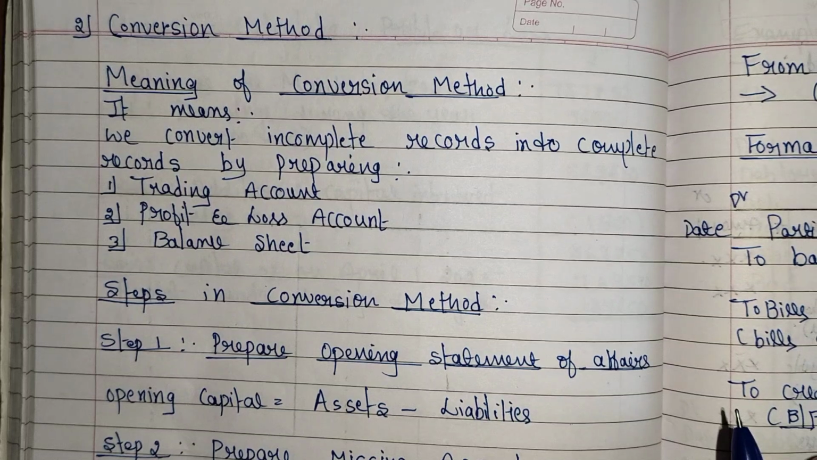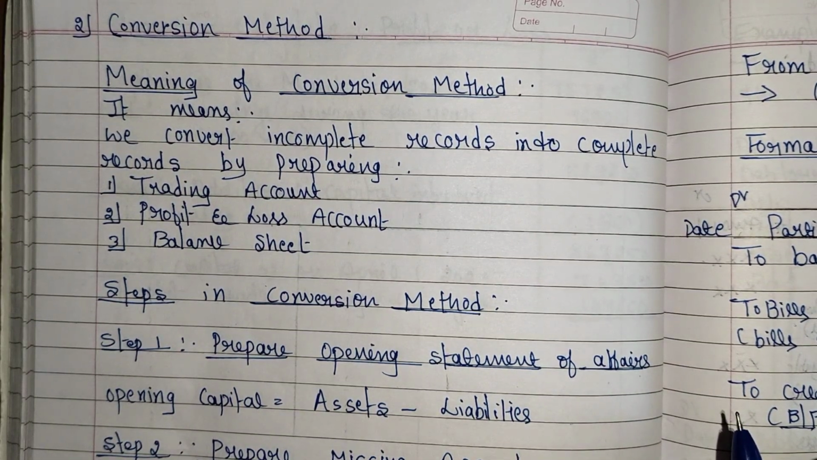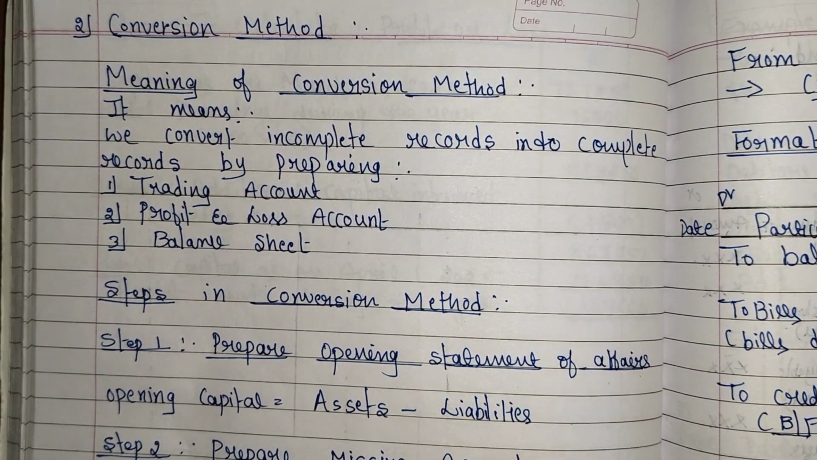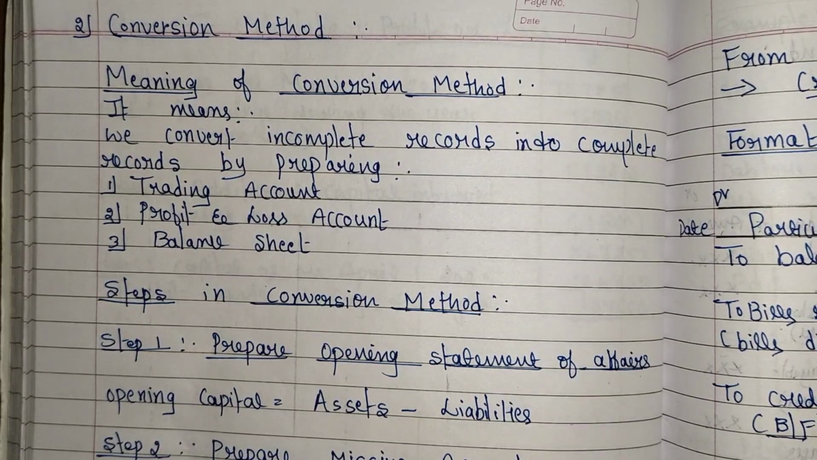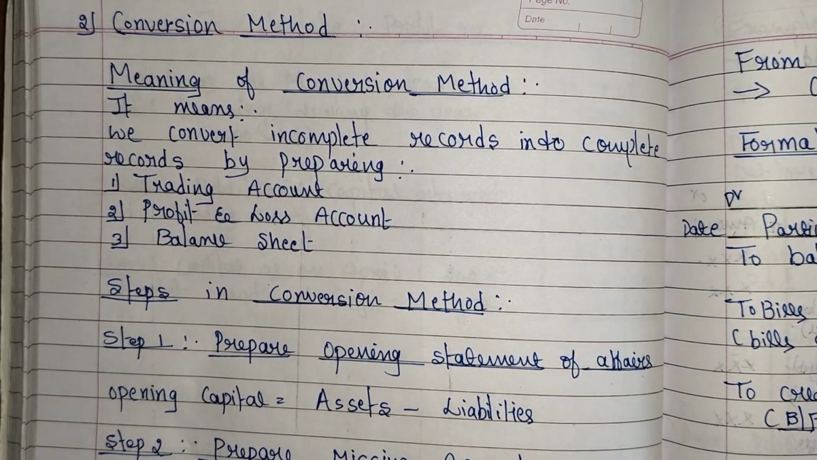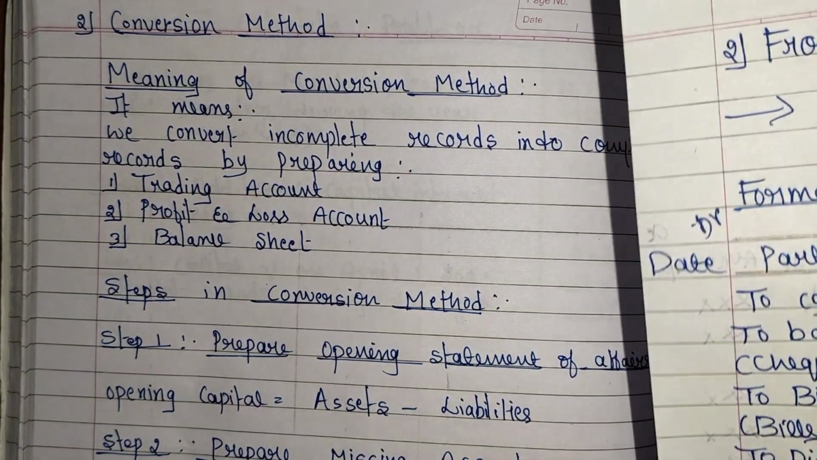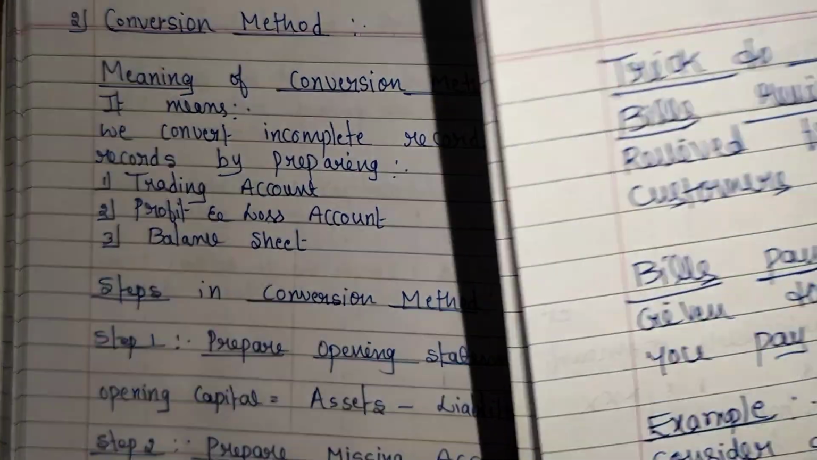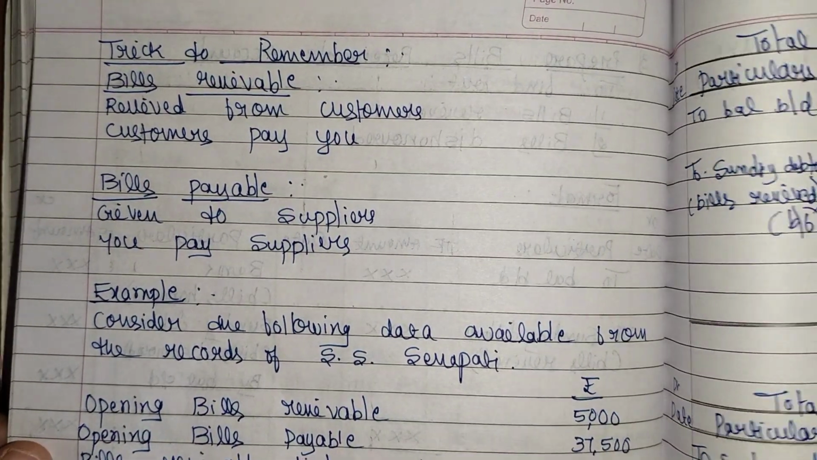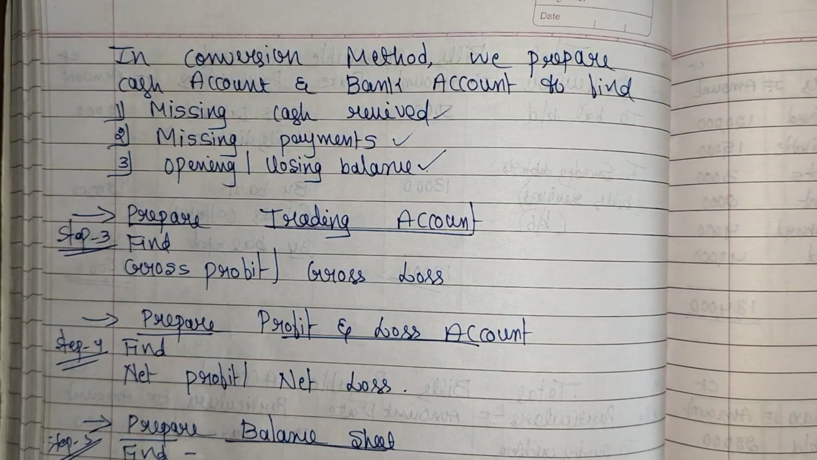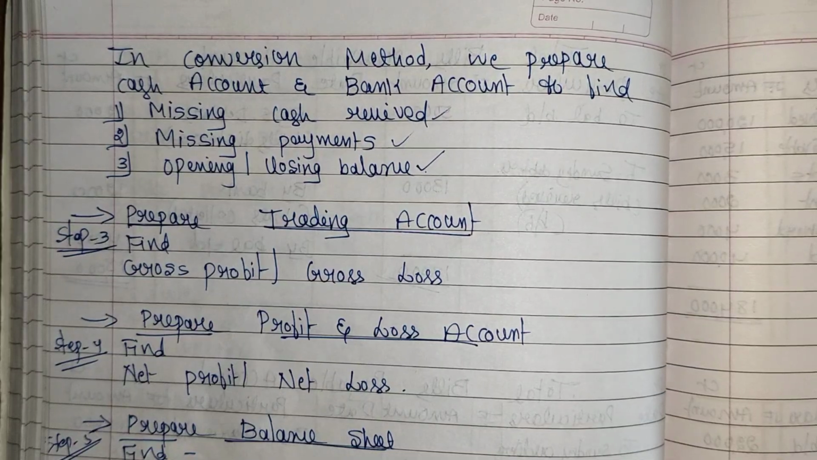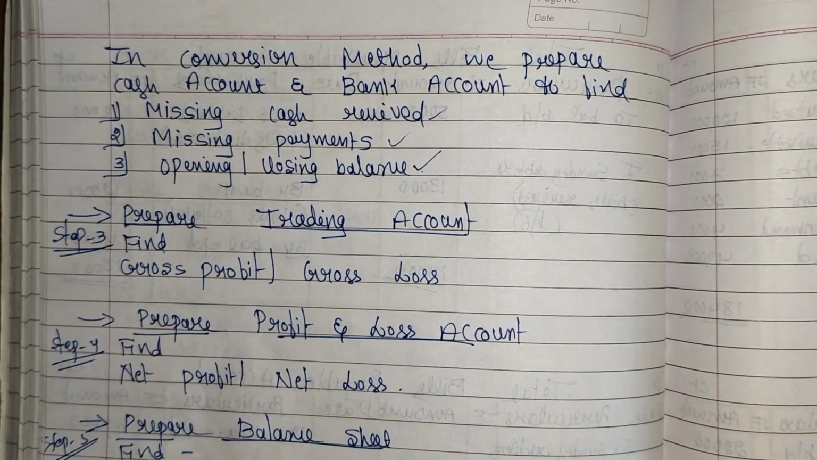First we need to prepare the opening statement of affairs. After that we need to prepare missing accounts like debtors account, creditors account, and only if required, bills receivables and bills payable account and cash account, right? And after that we need to prepare the trading account, and after trading and profit and loss account, we need to prepare the balance sheet to determine the financial position of the business. Clear? These are the steps involved in conversion method.